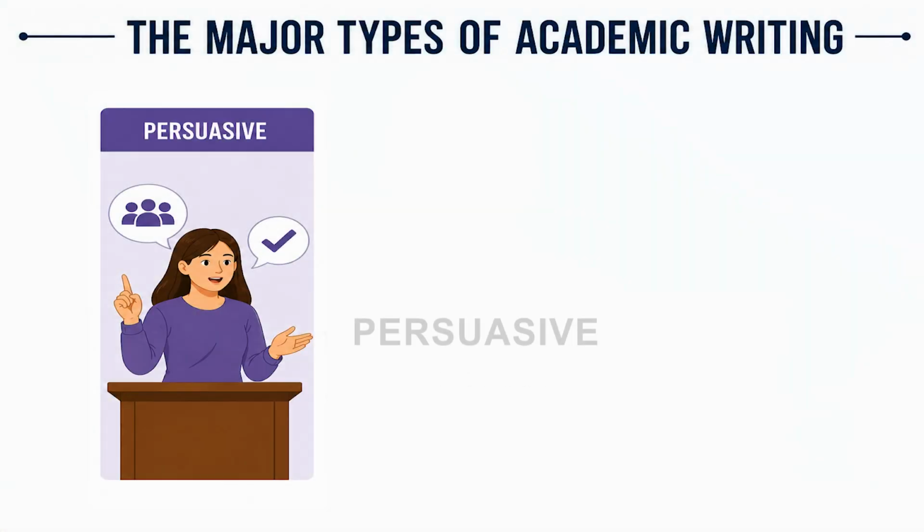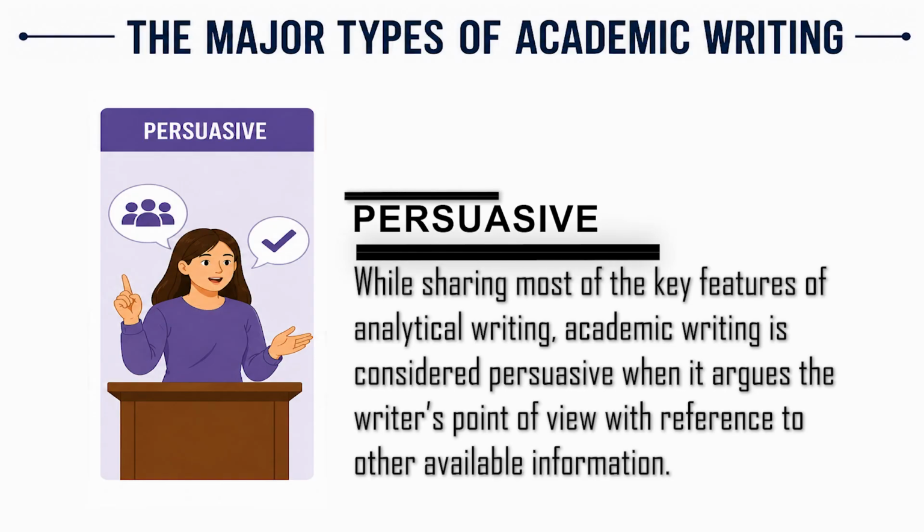While sharing most of the key features of analytical writing, academic writing is considered persuasive when it argues the writer's point of view with reference to other available information. That means you are analyzing it, but you are also persuading the reader to believe what you are arguing about. So if you are proposing something, if you are putting forth a point of view, then you are trying to persuade the reader onto your point of view or the writer's point of view that you subscribe to. So essays are an example of persuasive academic writing.